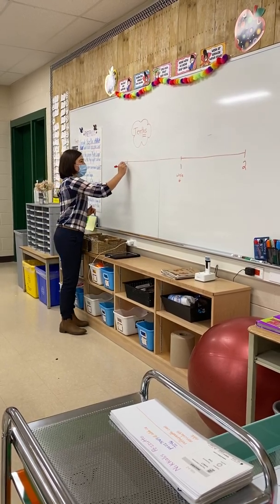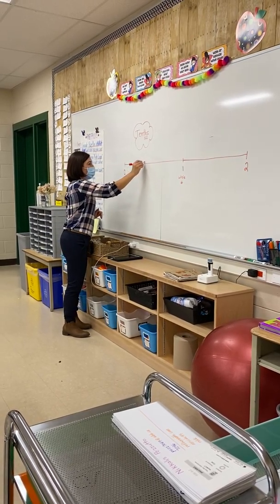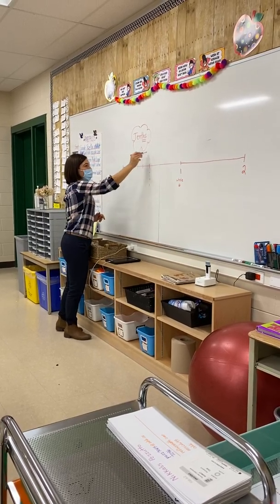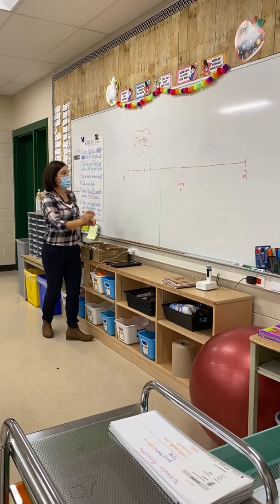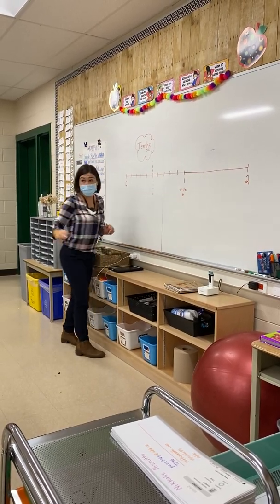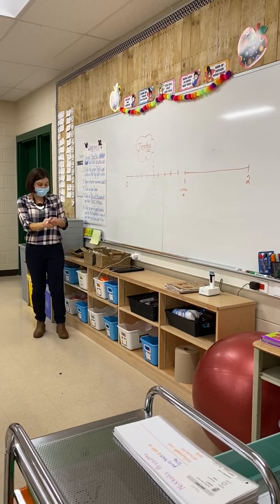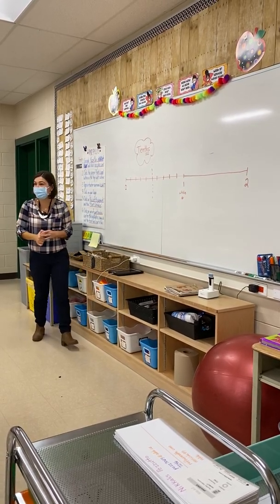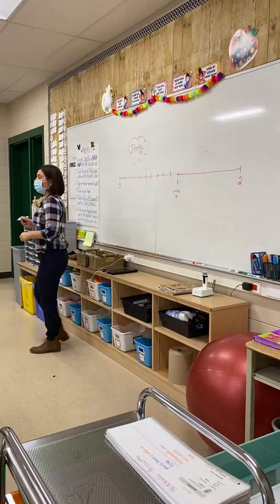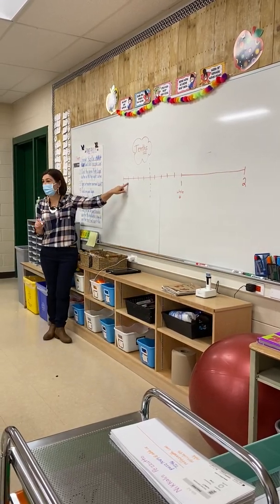So 1, 2, 3, 4, 5. 5 should be about the midpoint, right? 5, 6, 7, 8, 9, and that's 10. All right? So we are going to label them now with our decimal numbers. So what do you think this number is right here?